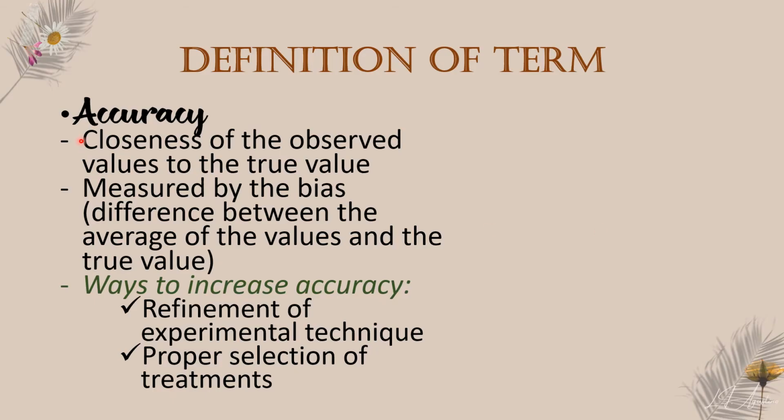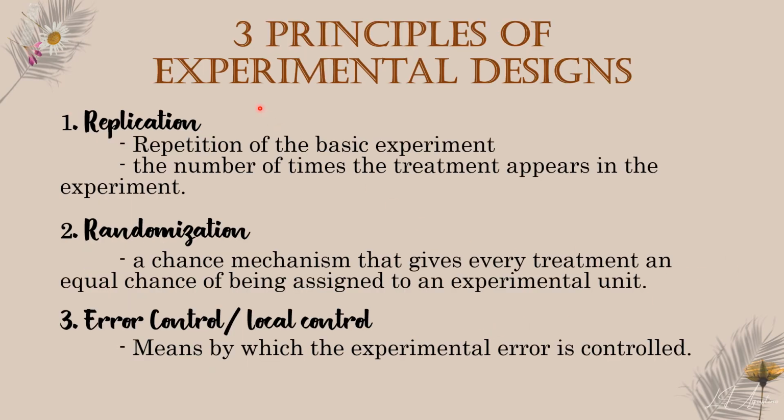And then the definition of the term accuracy is the closeness of the observed values to the true value. It is measured by the bias, the difference between the average of the values and the true value. So we also have ways to increase accuracy. It is the refinement of experimental techniques and proper selection of treatments as well. So proper selection of treatments and proper design can increase your precision and accuracy so that your study or research results would be reliable. And we have the 3 principles of experimental designs.